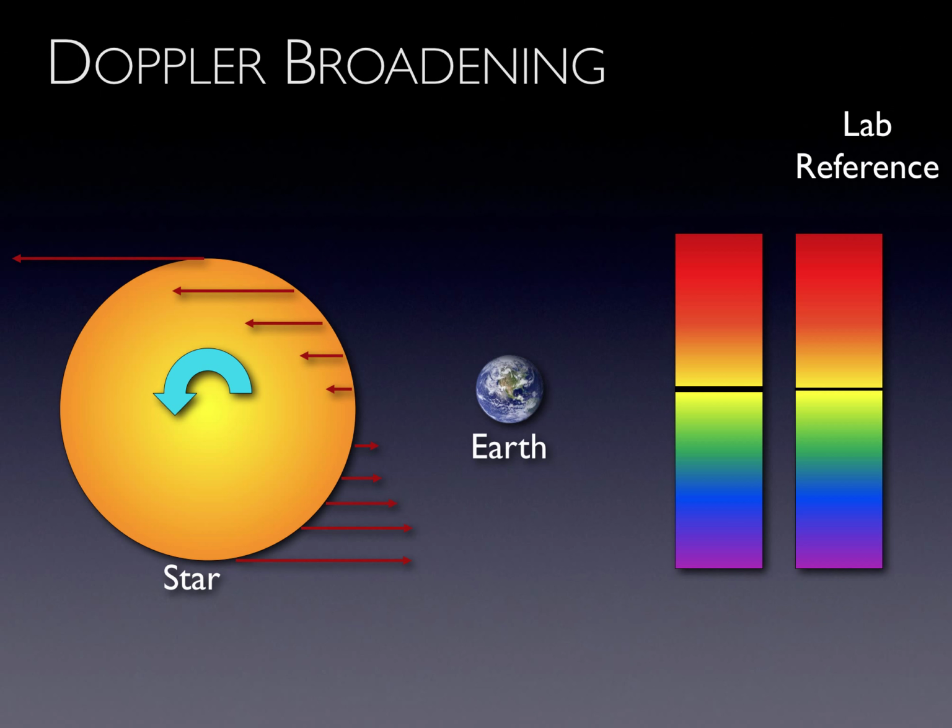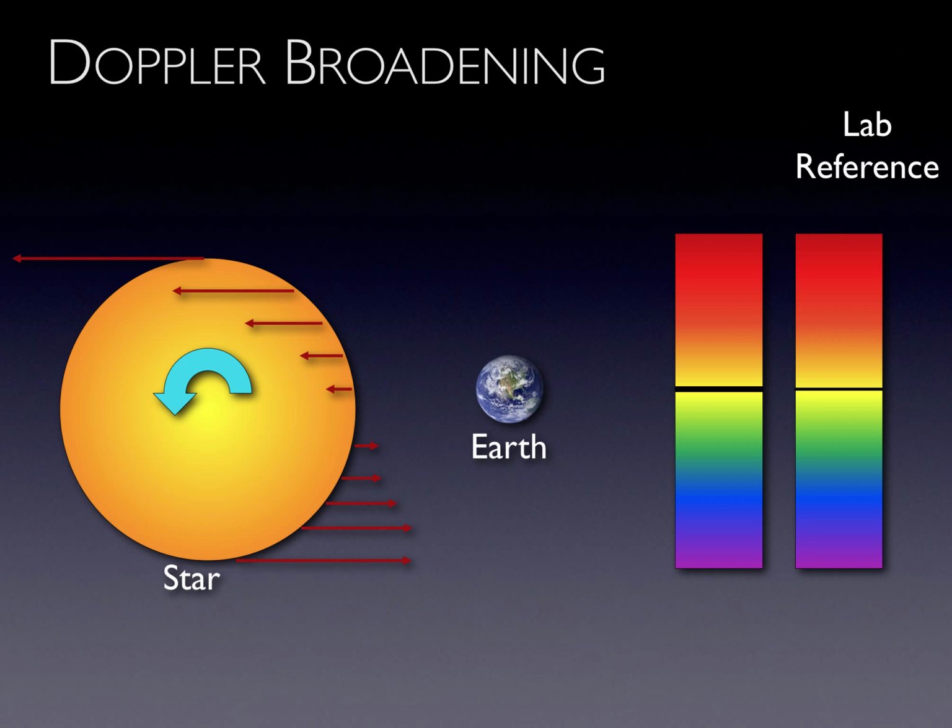Suppose a star is rotating. Light coming from the middle of the star, from our point of view, would be moving perpendicular to our line of sight. We would observe no Doppler shift in the light coming from there. However, light coming from places further and further from the center would have greater and greater radial velocities and would therefore be Doppler shifted more and more.